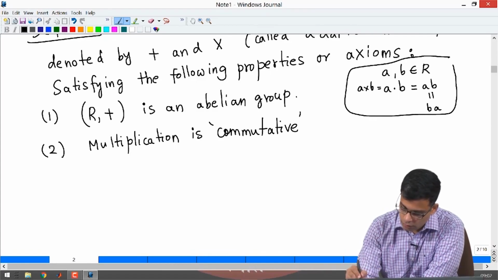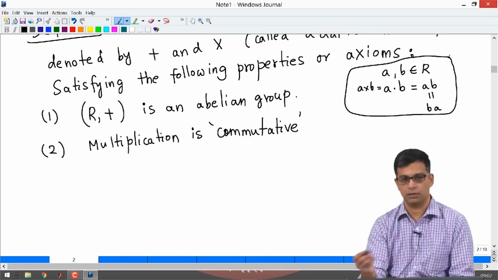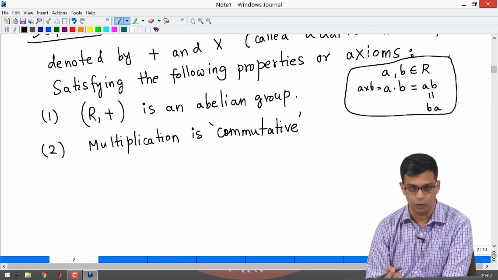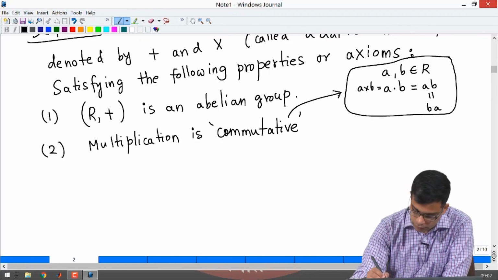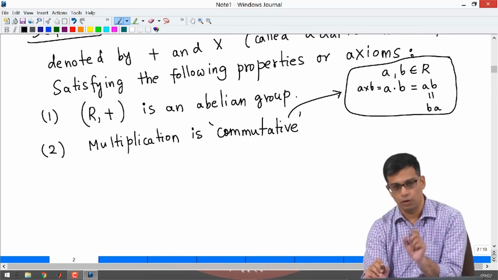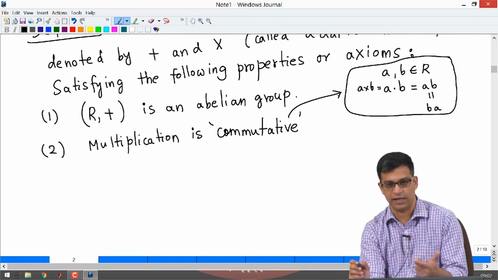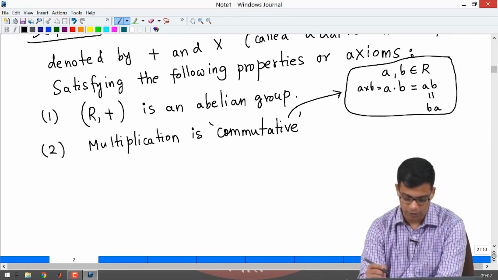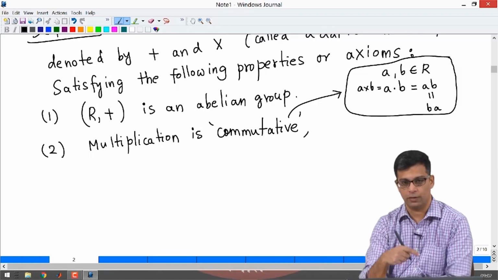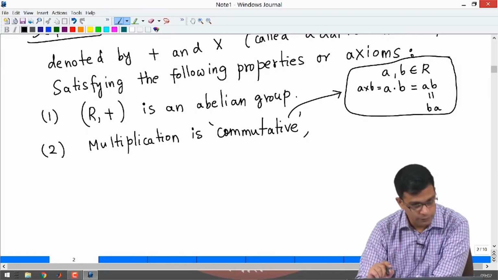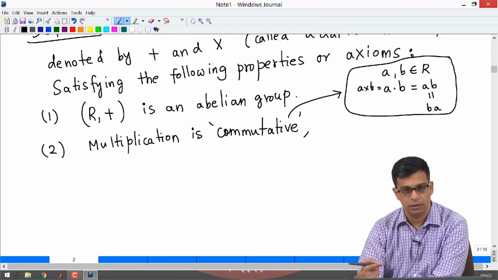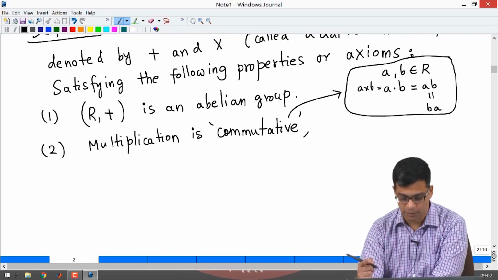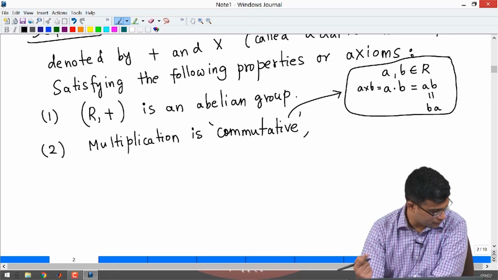Remember, abelian groups are what we call commutative groups. Commutativity is just another word for abelianness. So, no matter how you multiply the two elements, you get the same answer. AB is the same as BA. So, multiplication must be commutative. Remember all the examples that we looked at: multiplication was commutative because all the examples we looked at were subsets of complex numbers, where multiplication is commutative.